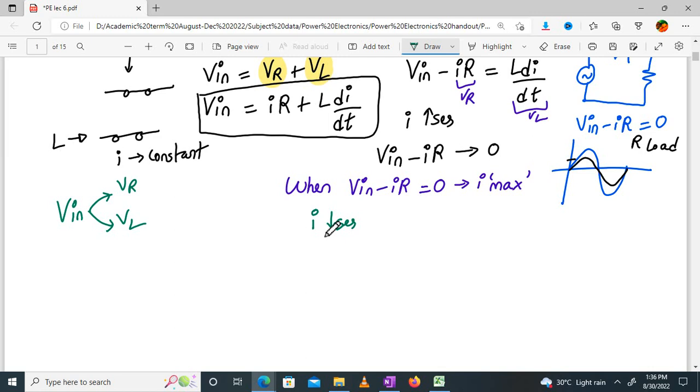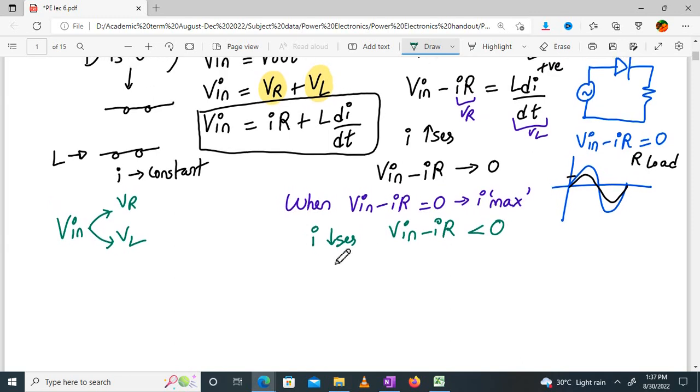Now when the current starts decreasing, what will happen next? That means V in minus IR will become less than 0. That means V in is not sufficient to provide dissipation across the resistor. V in has to do two jobs: one, dissipation across the resistor, and two, storing energy across the inductor. Stored energy is not happening now because that is equal to 0, and now it's becoming less than 0. So what will happen next? Current will reduce. Why current will reduce? I will explain now.